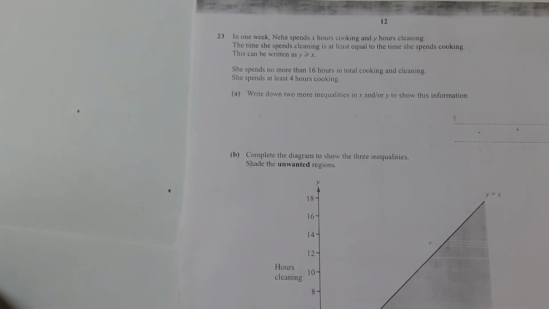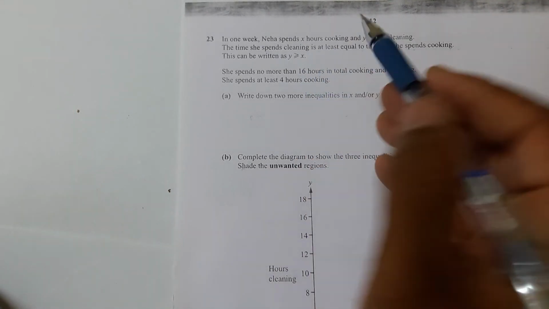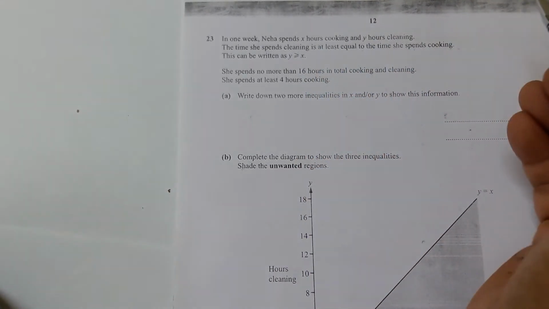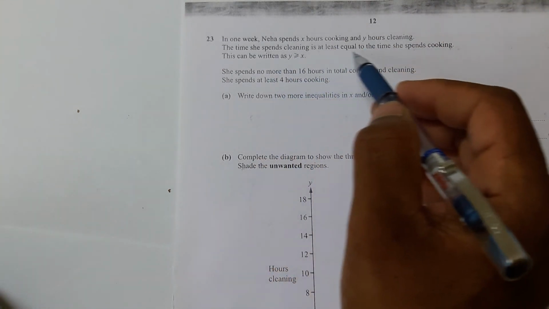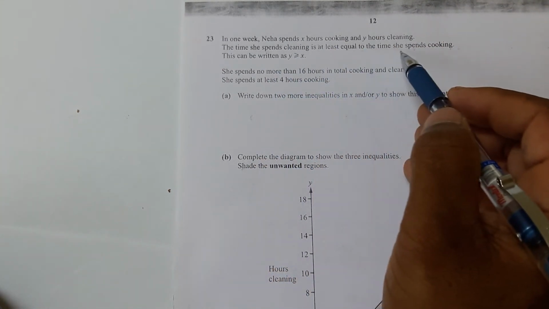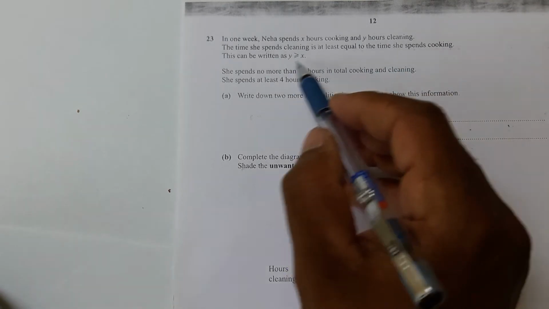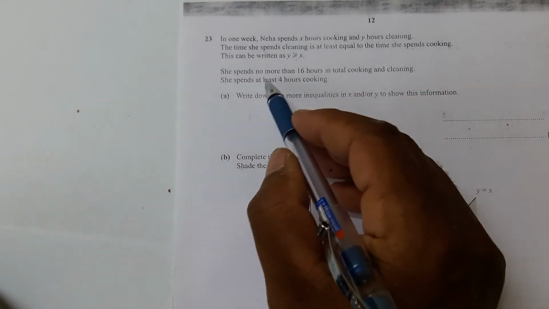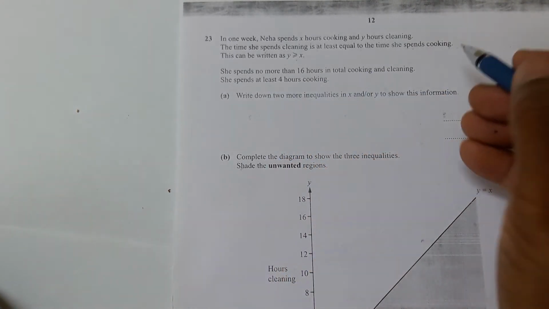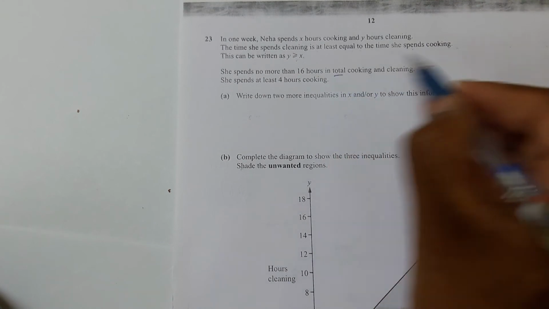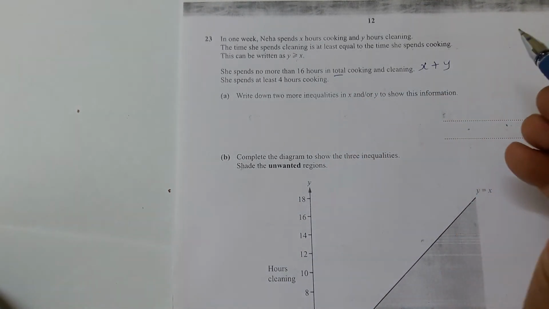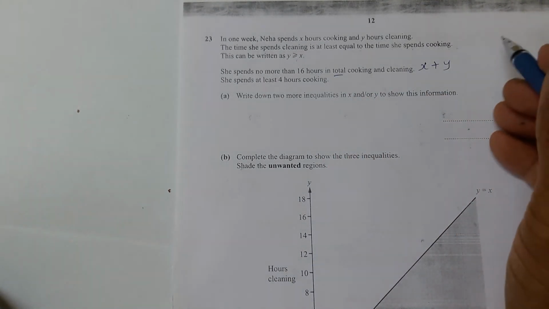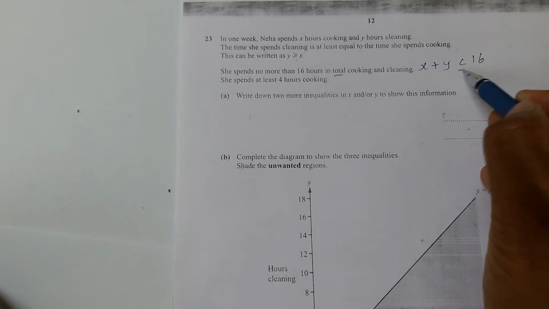Now the next one. In 1 week, Neha spends X hours cooking and Y hours cleaning. The time she spends cleaning is at least equal to the time she spends cooking. This can be written like this, already done for you. She spends no more than 16 hours in total cooking and cleaning. So it's a total, that means X plus Y. Not more than, that means less than. Equal to can come. He said only the condition is it should not be more than 16.